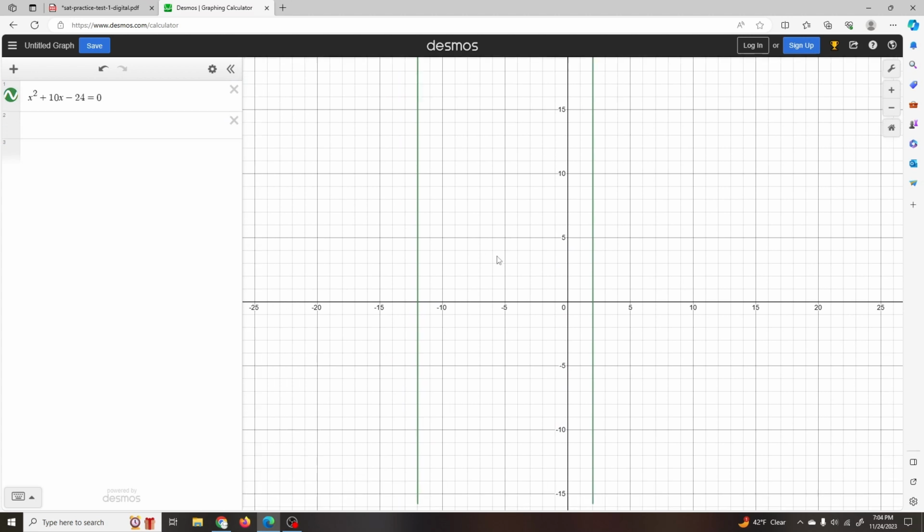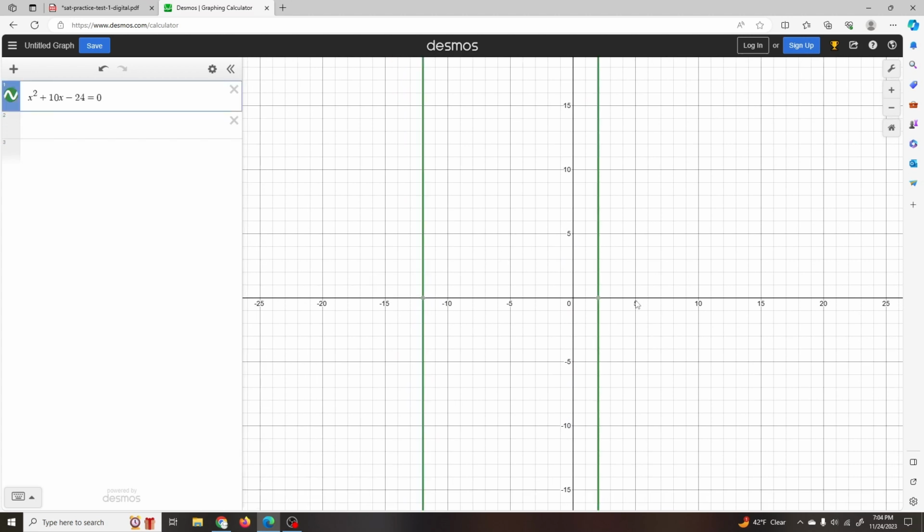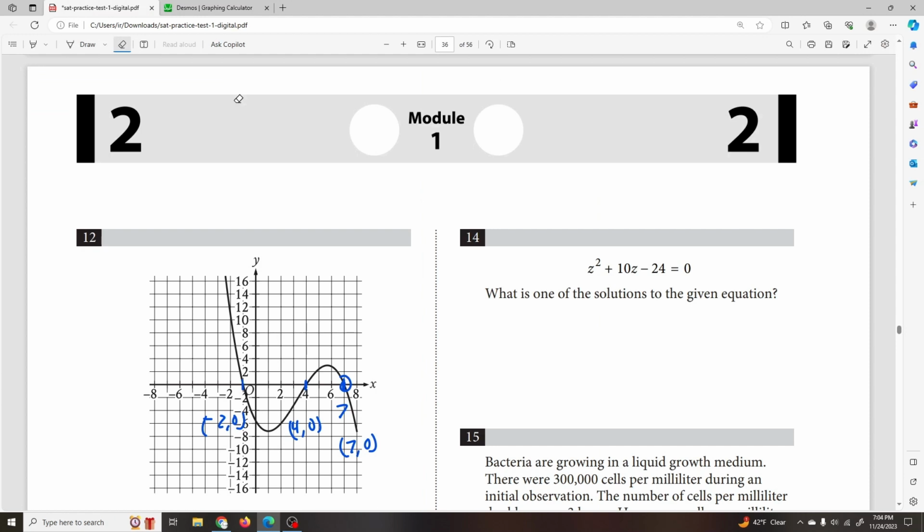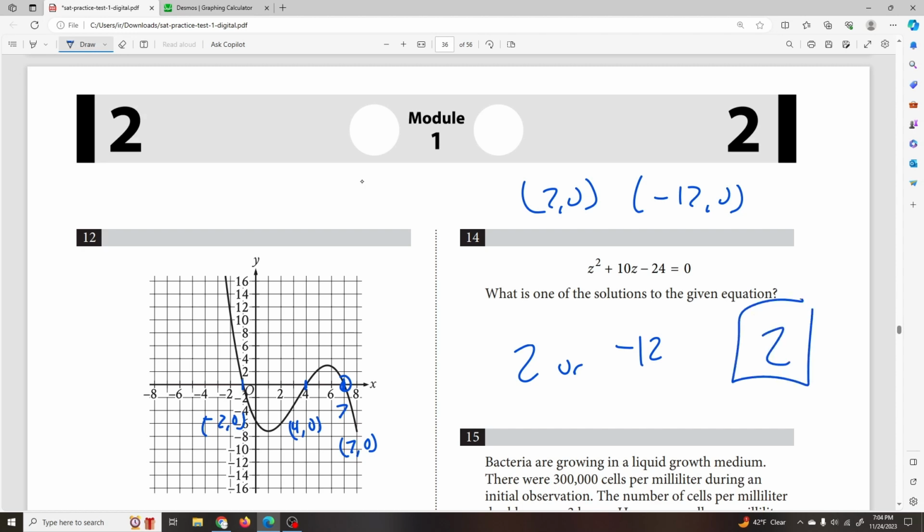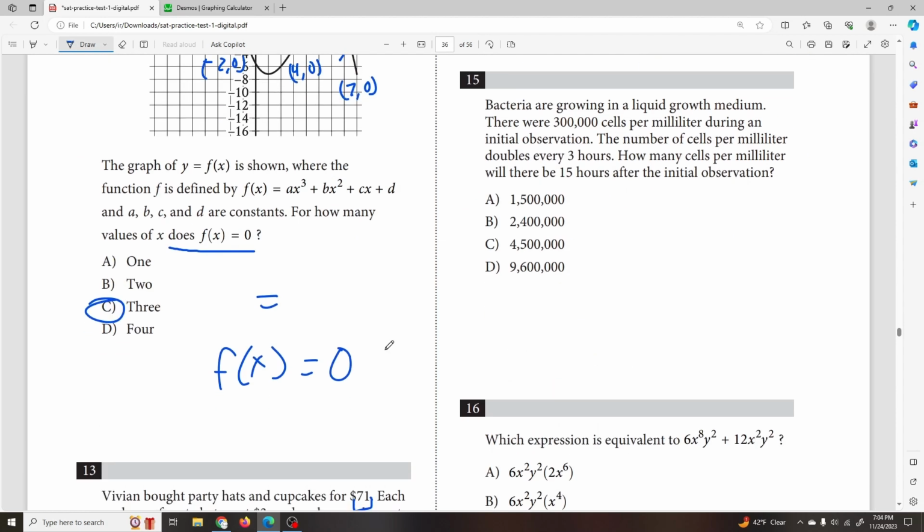Enter. And here we have two values where the graph equals 0. We have 2 comma 0. Oops, wrong side of my pen. We have 2 comma 0, and we also have negative 12 comma 0. So the answer is either going to be 2 or negative 12. You can't put both, you can only put one. I'm going to put 2, but if you put negative 12, it would be the same thing.